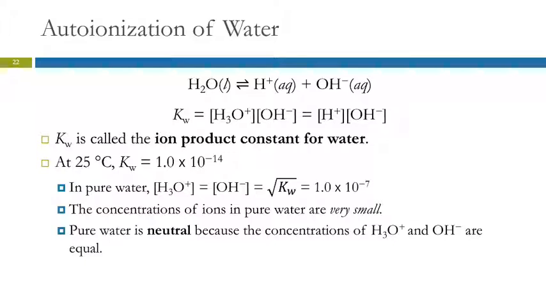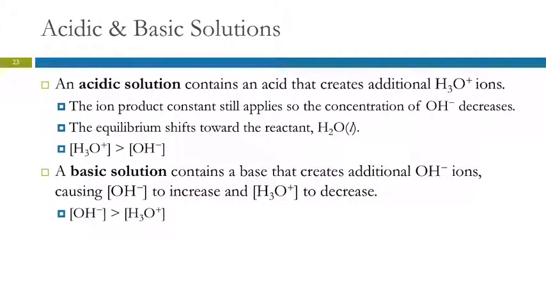We talk about solutions being acidic or basic. Pure water is neutral because the concentrations of acid and base are equal. The hydronium ion and the hydroxide ion concentrations are equal. Any questions? So an acidic solution has more acid in it, right? It has an acid in it. The acid creates extra hydronium ions.